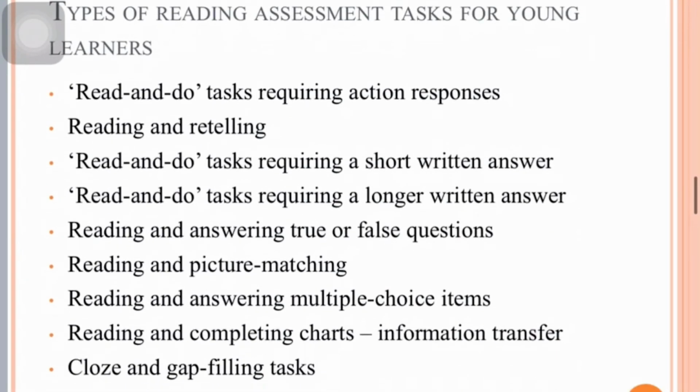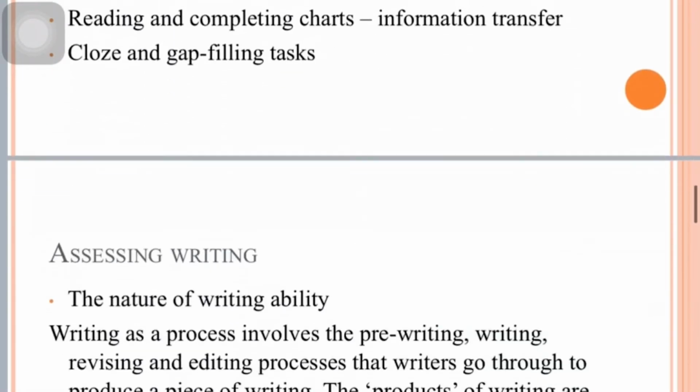And then next, types of reading assessment tests for young learners. First, and then we have one, read and do tasks requiring action responses. Two, reading and retelling. Three, read and do tasks requiring a short written answer. Four, read and do tasks requiring a longer written answer. Five, reading and answering true or false questions. Six, reading and picture matching. Seven, reading and answering multiple choice items. Eight, reading and completing charts, information transfer. Nine, cloze and gap filling tests.